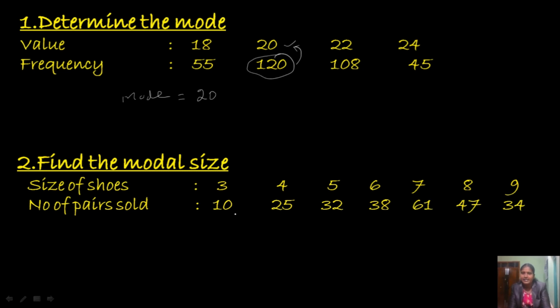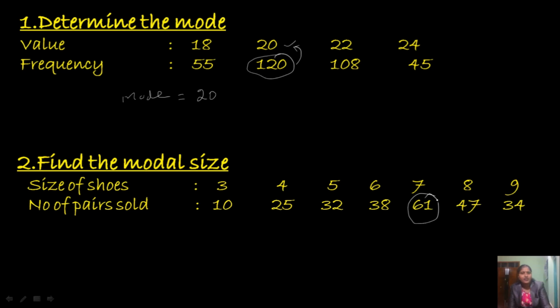Find the modal size. Here the size of shoes and number of pairs sold are given. Shoe sizes are 3, 4, 5, 6, 7, 8 and 9. The corresponding numbers of pairs sold are given here as 10, 25, 32, 38, 61, 47 and 34. So look at the highest frequency here. Also here the distribution is regular, and the highest frequency here is 61.